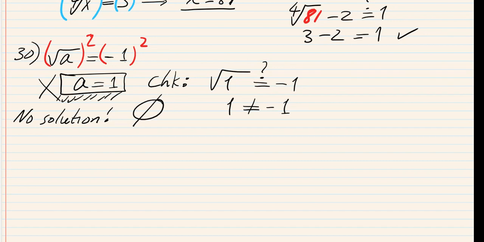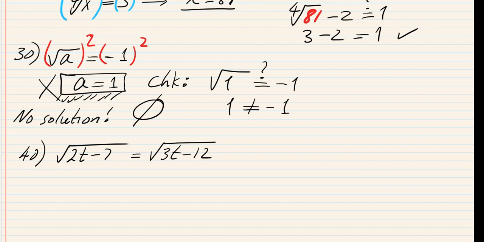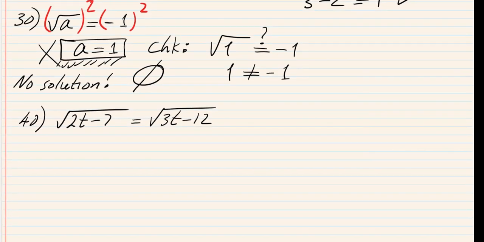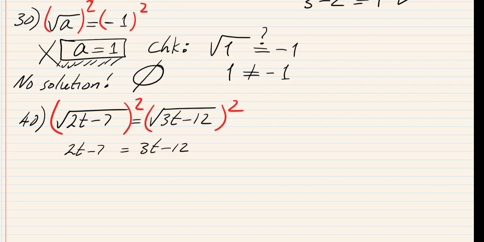Let's take a look at another one. Let's take a look at number 40. In number 40, we have 2t minus 7 equals square root of 3t minus 12. We want to solve this one. Again, we're going to square both sides because this is a square root. True? Remember, you square a square root, you lose the radical. That's 2t minus 7 on the left, and the right is 3t minus 12.